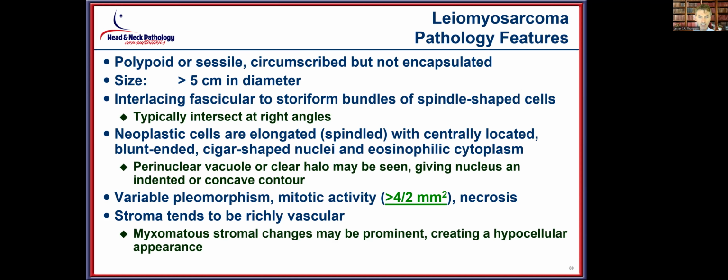So interlacing fascicular to storiform bundles of these spindle-shaped cells, quite regularly seen at right angles, is the most common that we like to see. And of course, when you do see that, at least consider this. Generally, they are centrally placed boxcar-shaped or blunt-ended cigar-shaped nuclei within the neoplastic cell with cytoplasm immediately surrounding it. Quite often, you will see a perinuclear vacuole or halo that can be quite helpful in reaching the diagnostic interpretation, often resulting in an indentation or concavity to the nucleus as it has pushed into that particular space. Mitotic activity is usually greater than 4.